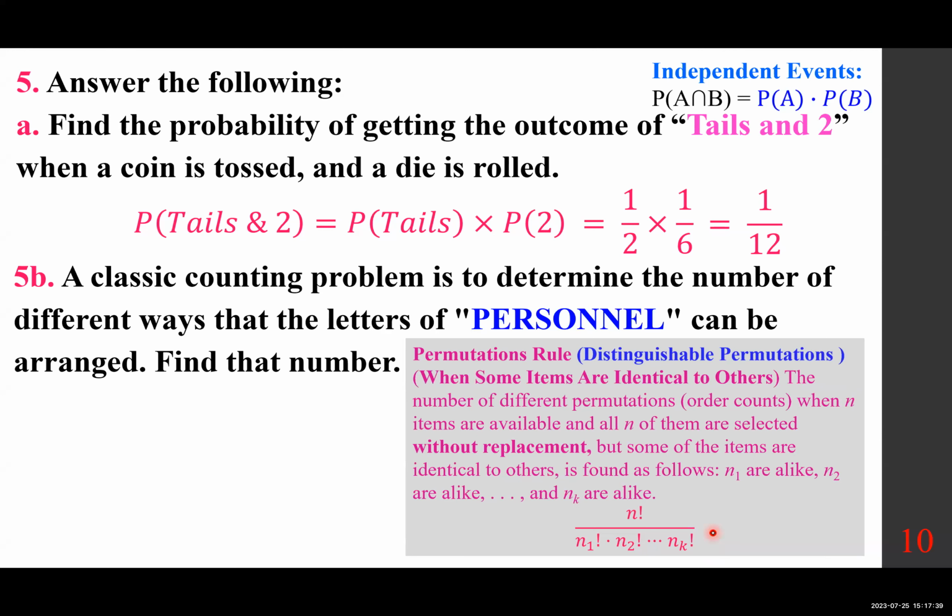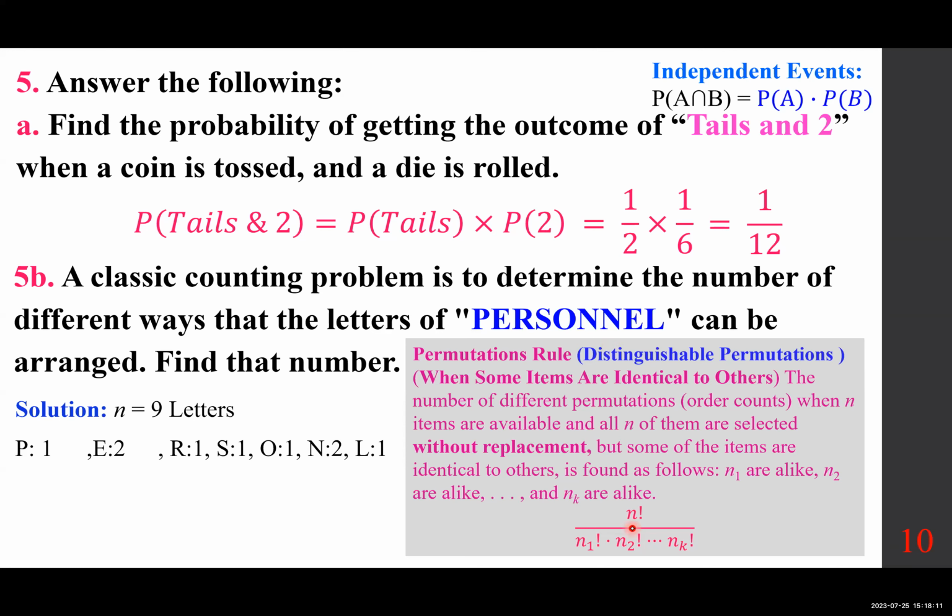So what we need to do first is count: 1, 2, 3, 4, 5, 6, 7, 8, 9. N is 9. Now we start counting. P is 1, E, there are 2 of them. R is 1, S is 1, O is 1, N, there are 2 of them, L is 1. So you really have to count that very carefully.